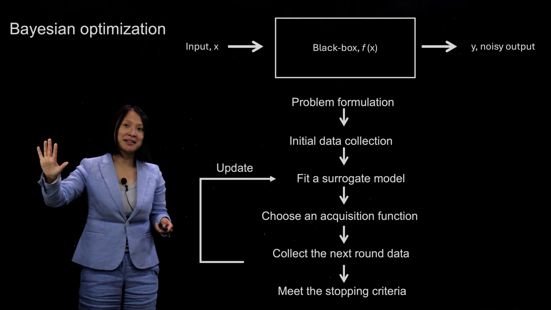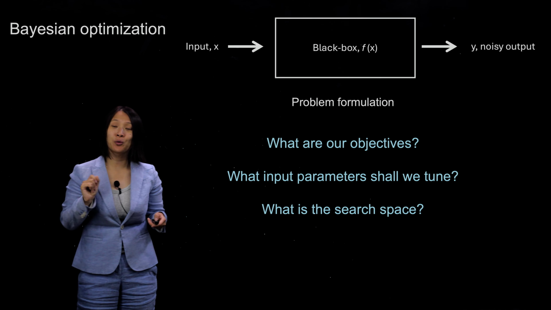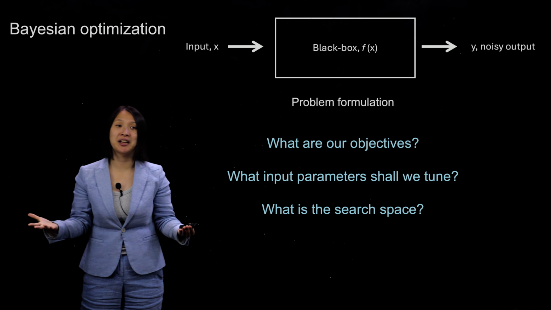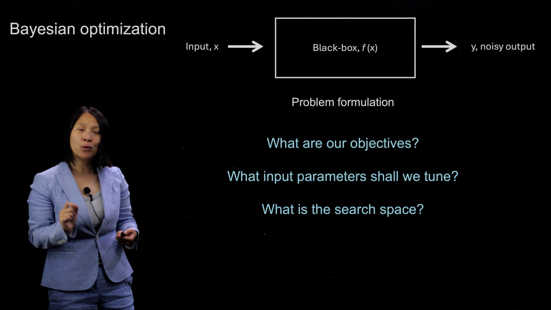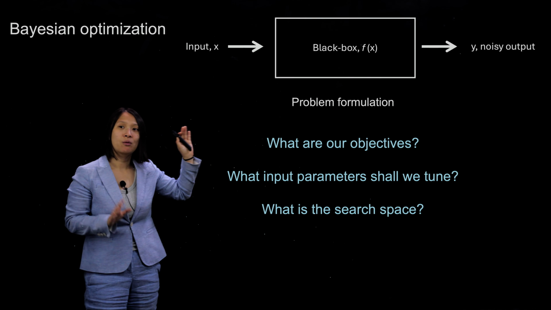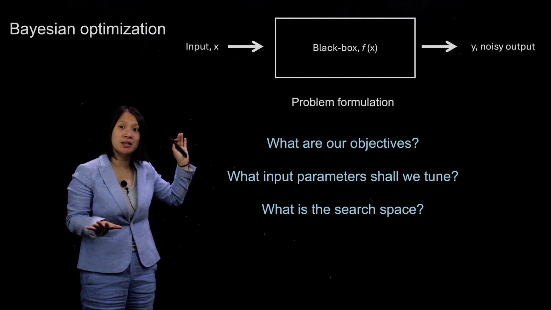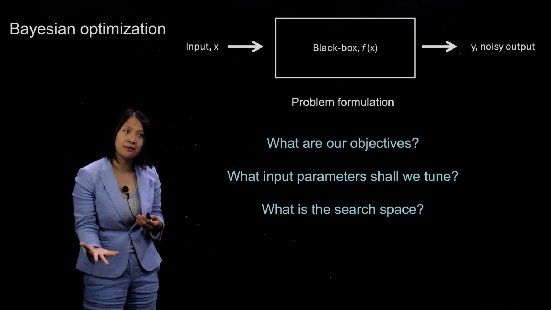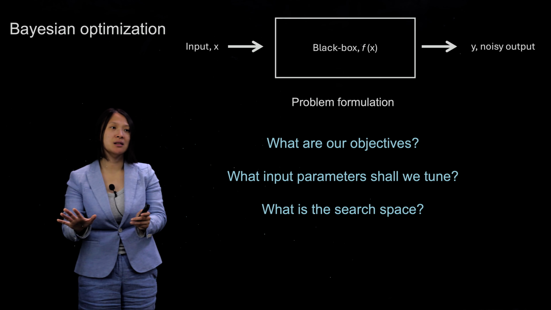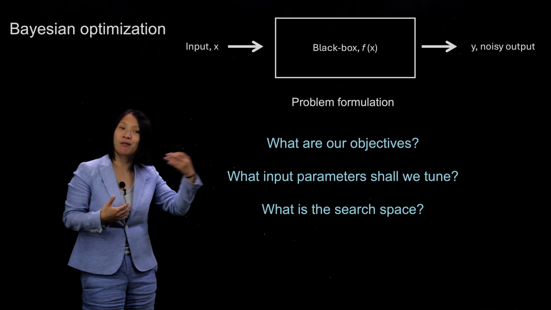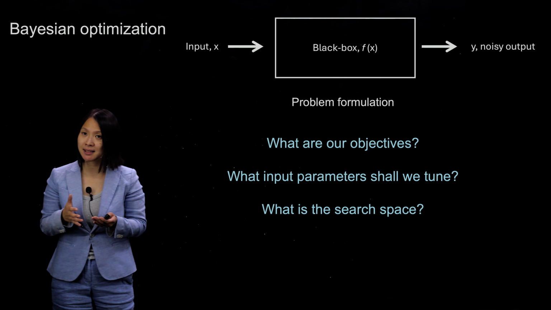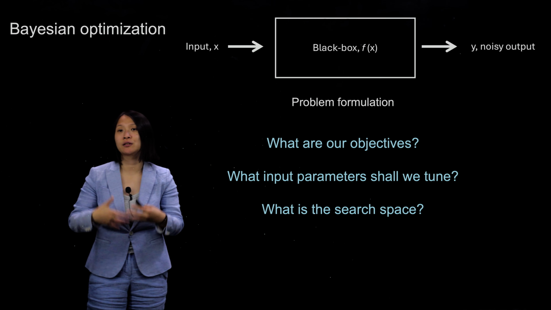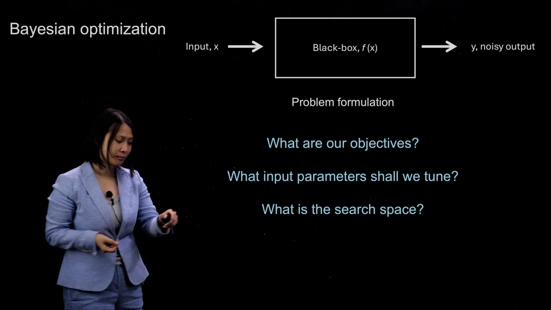So with this in mind, how do we start? In the real world, we have engineering challenges. So often we'll start with our problem formulation. We'll start with answering the questions of what's our objective, right? What we are trying to achieve. What are the input parameters we are tuning to achieve our goals? And what is the search space? In other words, what are the boundaries within which we are trying to find our optimal solutions?